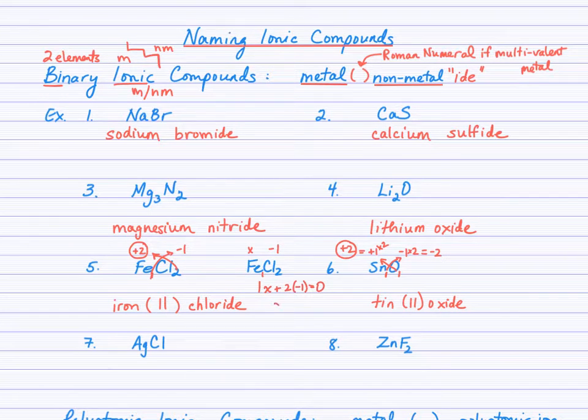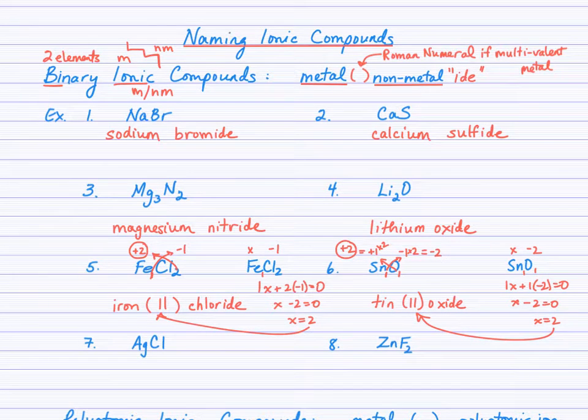Then go ahead and solve for X. X minus 2 equals 0, so X equals 2. There's your Roman numeral. It works for this other one also. So we had SnO. So go ahead and fill in the 1s. Fill in the charge of the oxide ion that you know it should be. Call the other one X. And now 1 times X plus 1 times negative 2 equals 0. And so X minus 2 equals 0. And we finish with X equals 2. And again, there's our Roman numeral of 2.